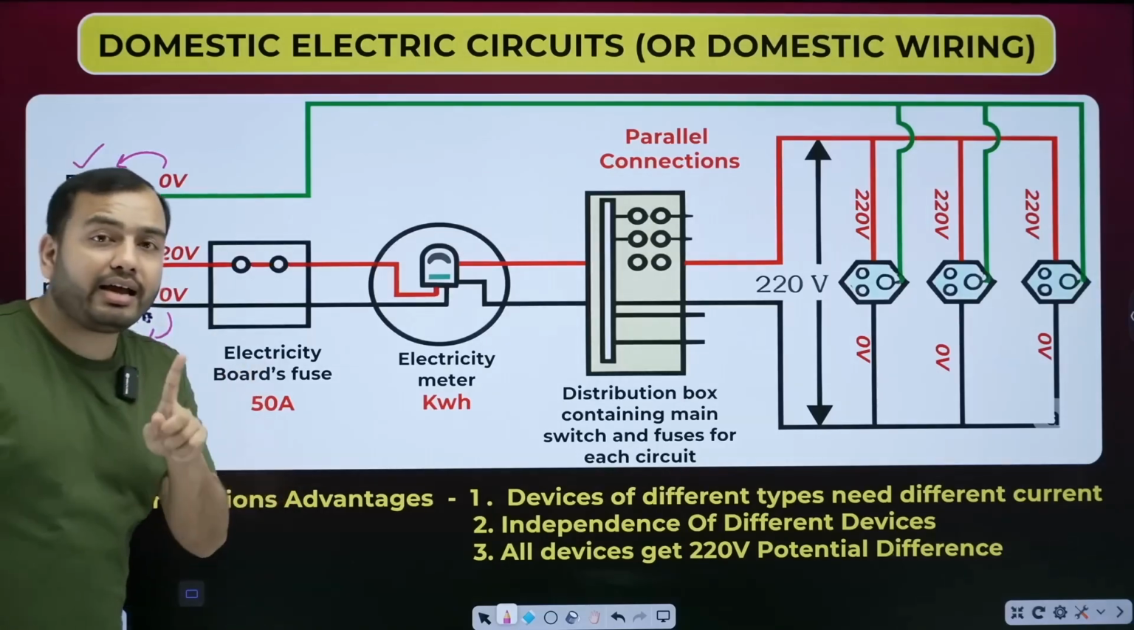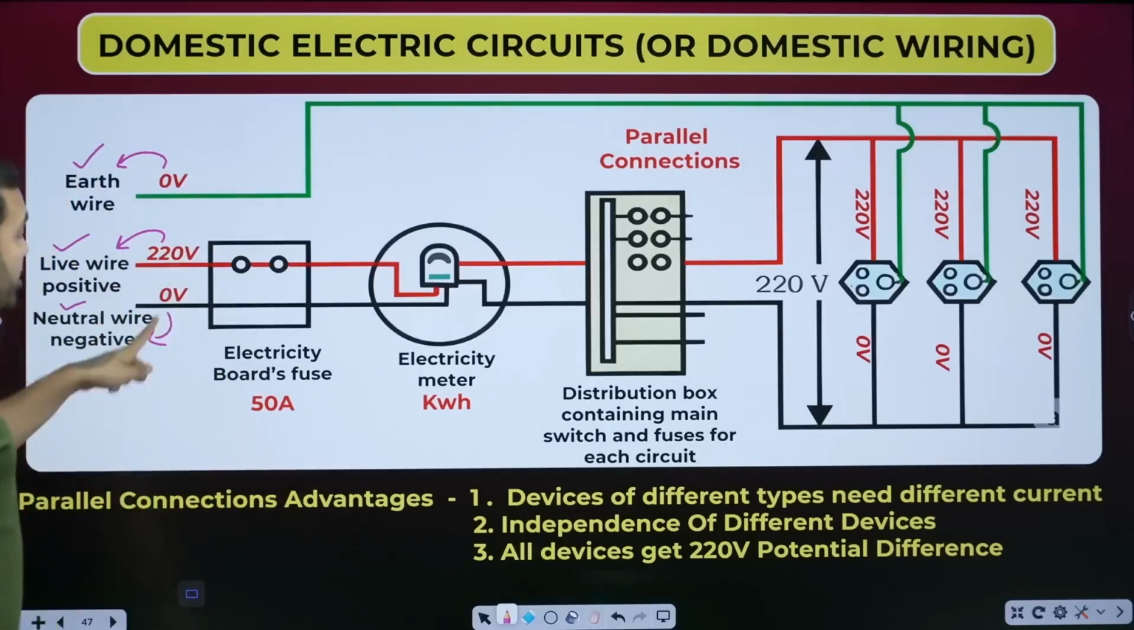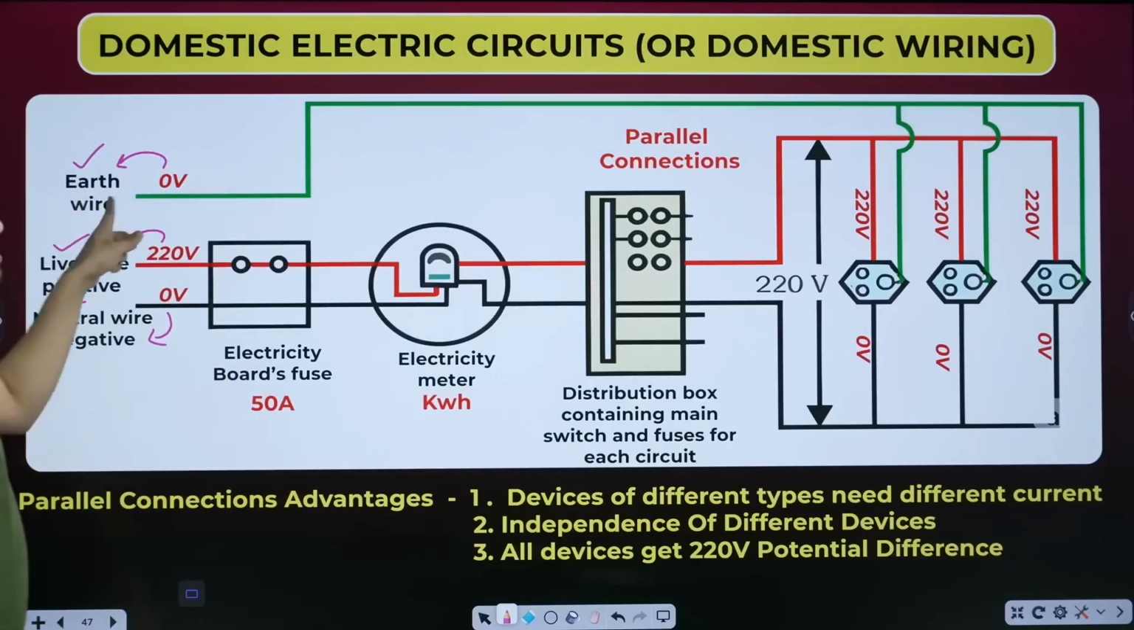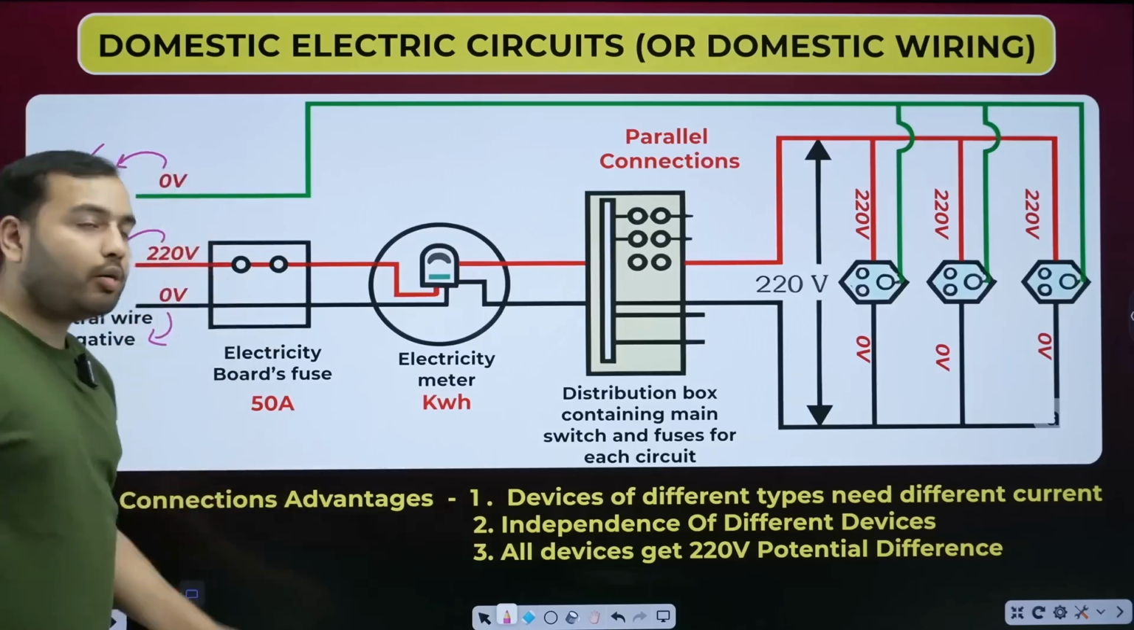The live wire is generally red in color. Red means the color of danger. It is the most dangerous. It is a high voltage. Neutral is generally black in color. Earth wire is generally green in color. First of all, live and neutral go outside our home.